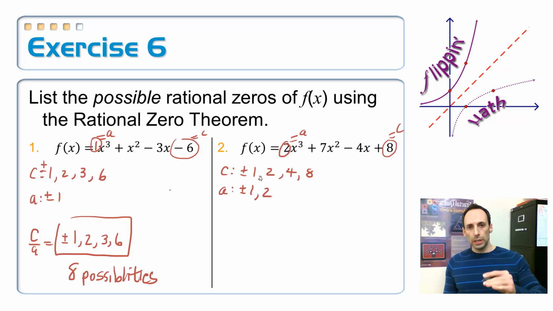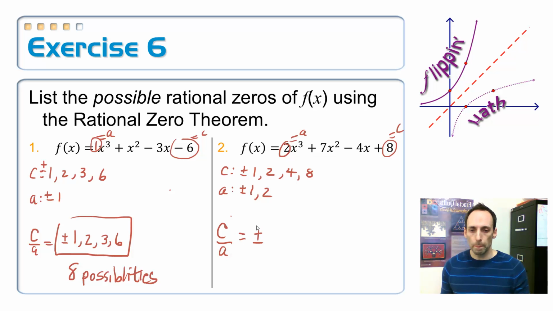So again, whenever I list out my possibilities, it is the constant term's factors divided by the leading coefficient's factors. So it's a C over an A, should be equal to, don't forget your plus or your minus. Now if I take each one of these, 1, 2, 4, and 8, and divide them by 1, I just get them back. So plus or minus 1, 2, 4, and 8.